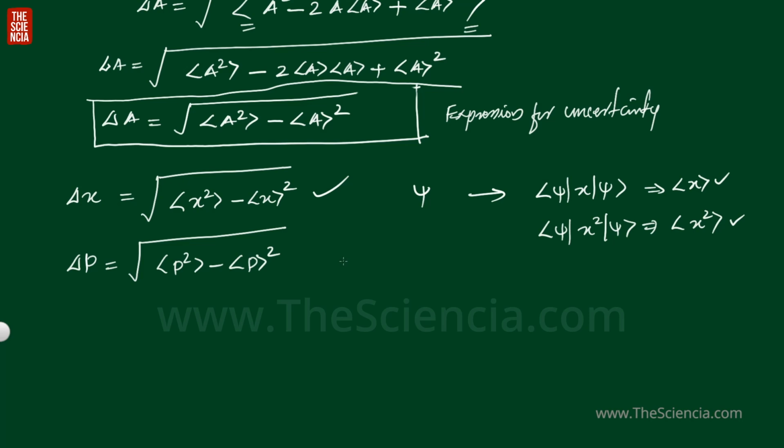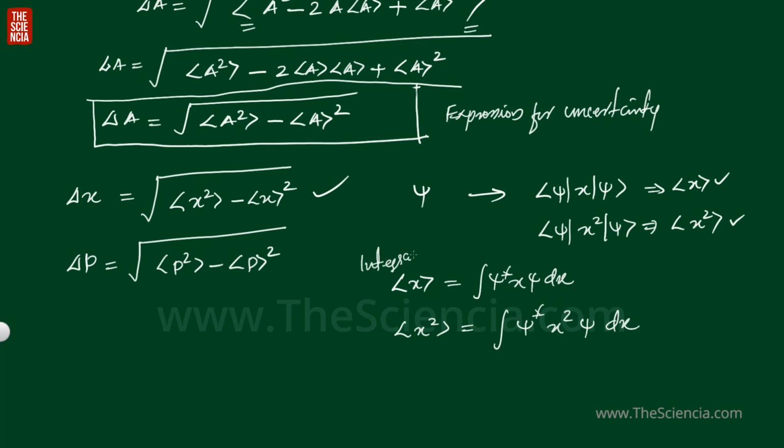Then you can find out the uncertainty in position. And in integral form, the expectation value of x is equal to the integral of psi star x psi dx, and the expectation value of x square is equal to the integral of psi star x square psi dx. So these are the integral forms. So by doing this integration, you can find out the expectation value of x and x square. Then also you can find out delta x, that is uncertainty in position.